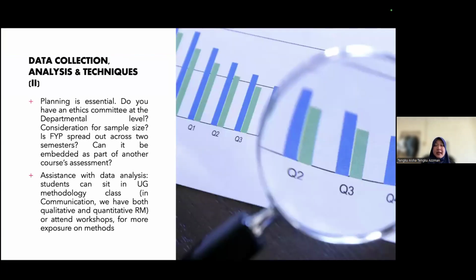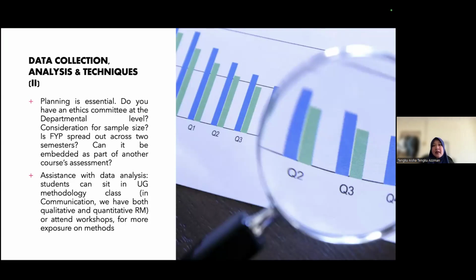And of course, planning is very essential. Like I said, it may require you to do things in a very organized manner, especially if you have an ethics committee at the departmental level. Consideration for sample size: is FYP spread out across 2 semesters or 1 semester? For example, in psychology, I think everything is done in 1 semester. So they really have to plan things out very carefully. And can it be embedded as part of another course's assessment?